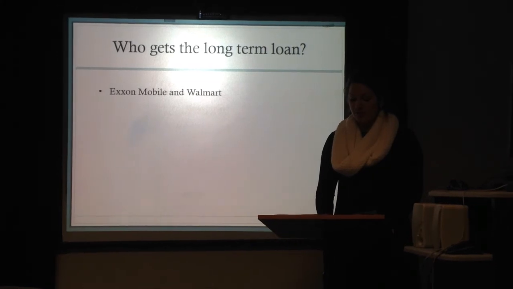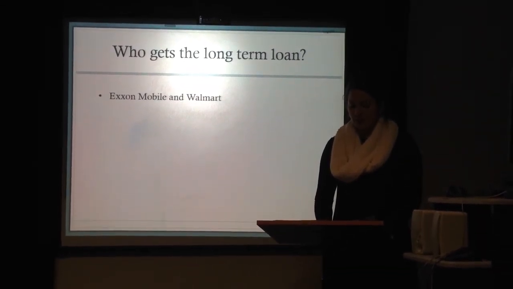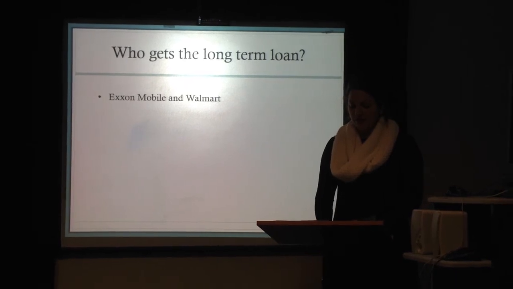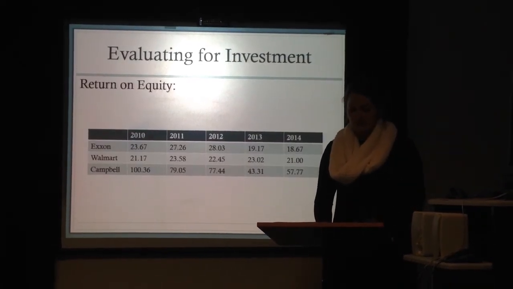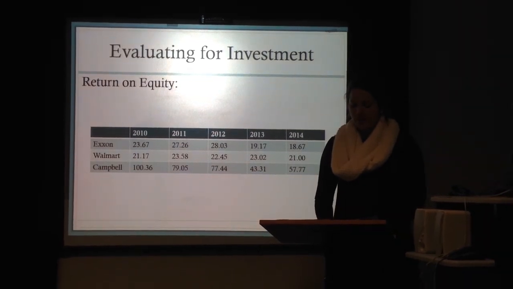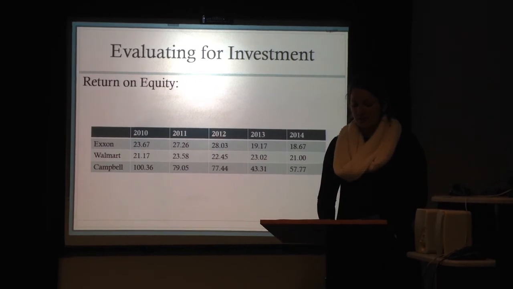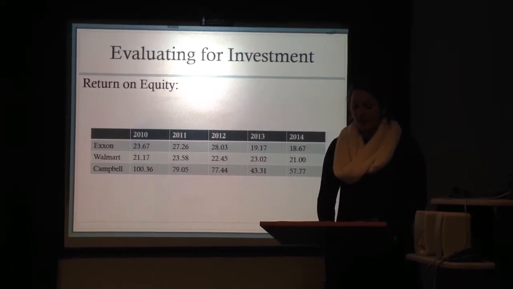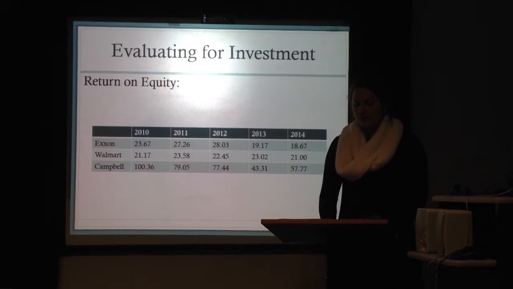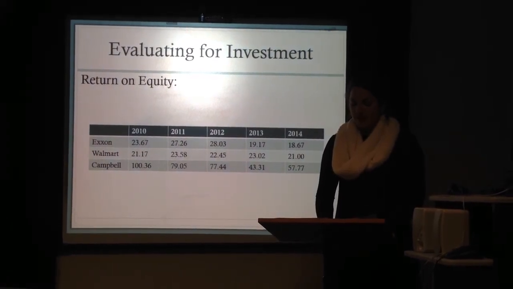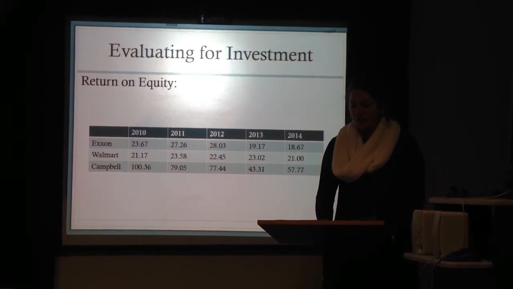To answer this question, we will use the DuPont analysis. First, we will take a look at the return on equity of each company. This means for every dollar of equity invested, how much profit is made. We see that Campbell's has the highest return on equity ratios. We notice that from 2010 to 2013, the ROE was dropping, but it picked up again in 2014. We will look more deeply into that on the next slide. Exxon and Walmart both have acceptable return on equity ratios as well.